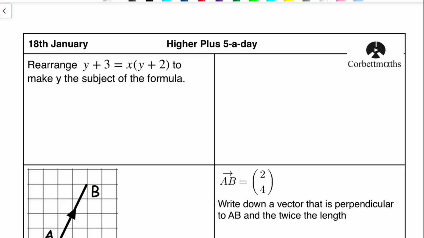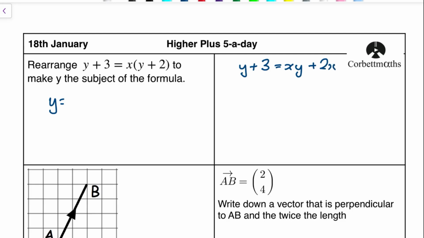All right, so what do we have here? Rearrange y plus 3 equals x(y plus 2) to make y the subject. So in other words, I need to do some rearranging, so I end up with y equals something. The first thing that seems obvious to me is let's expand the brackets. So that gives me y plus 3 equals xy plus 2x.